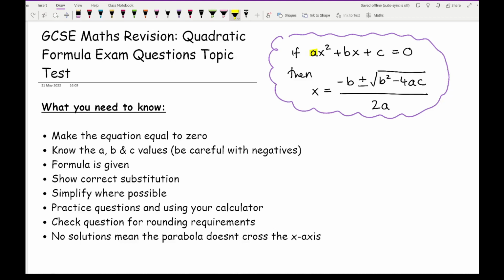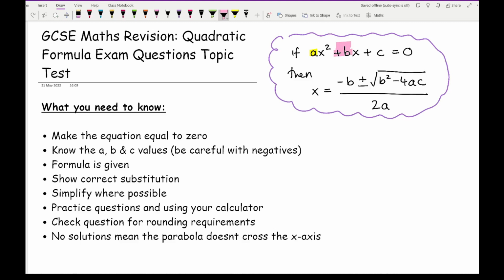Now, typically a could be 1, it could be 3, it could be 6, it could be absolutely any number, but there'll definitely be an a value. b is the coefficient of x, so that's the number in front of x. Now again, b, if there is no number, it's going to equal 1. And also look out for negative numbers of b.